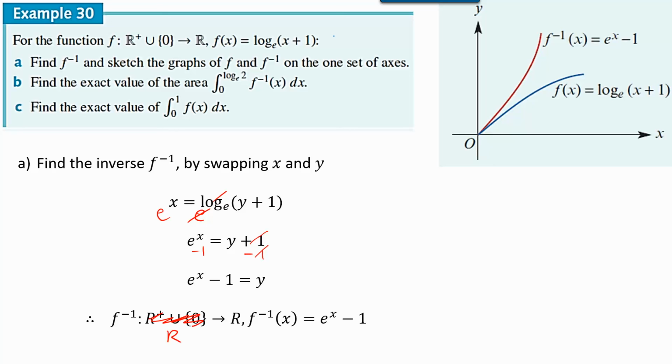Oh, yeah, because the domain's R plus union 0. Oh, so actually my range here should now be, yeah, does log even... oh, because it moved across to the left by 1. Oh, of course. Okay, so it does include 0. So I was right.